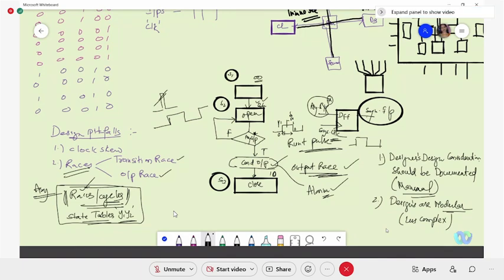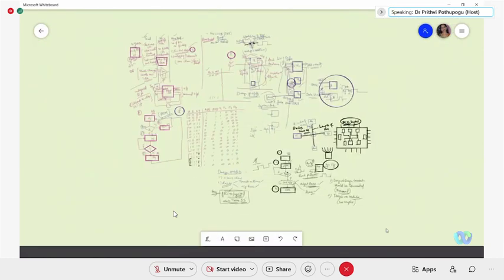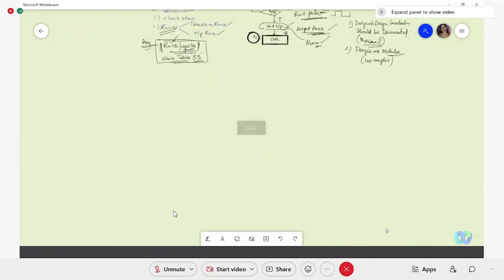Okay, so what are the total design guidelines? Can you list out from whatever we have said now? Design guidelines. From the first hour, we were seeing all the designs, no? Top-down approach.